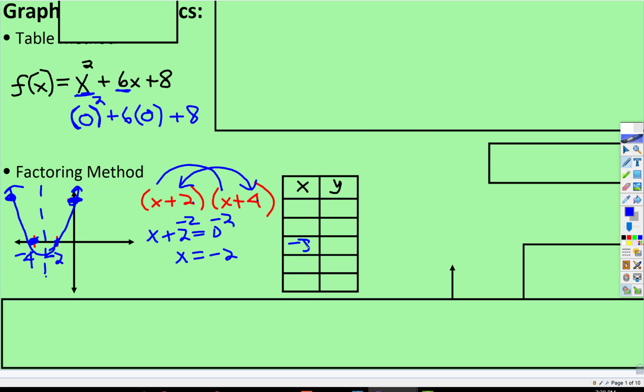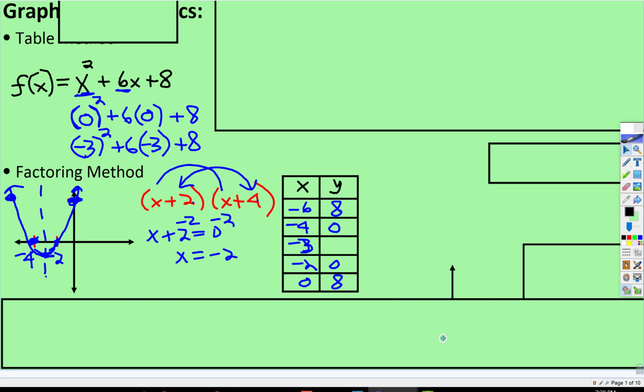Plug -3 in as the center value. And we know at 0 we're up at 8. And it looks like at -6 we're up at 8. And at -4 we're at 0. And at -2 we're at 0. So you just plug -3 into the function to figure out what the vertex, what the lowest value is right there.